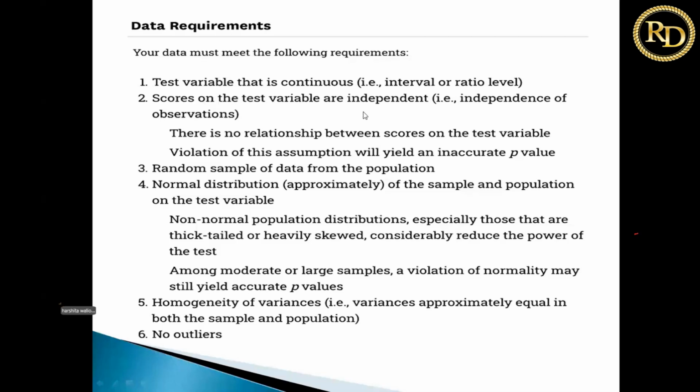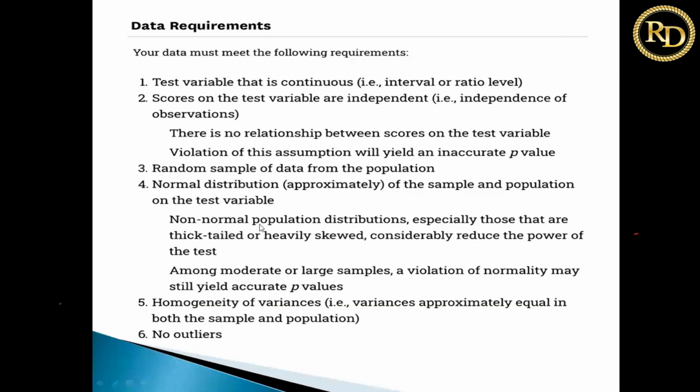The scores on the test variable are independent. That is, the observations are independent, the sample is random, and there is no relationship between scores on the test variables. Violation of this assumption will lead to an inappropriate p-value. So there is no relationship between the scores, no autocorrelation or multiplicity type problems. A random sample of data from the population is the same as the observations being independent.